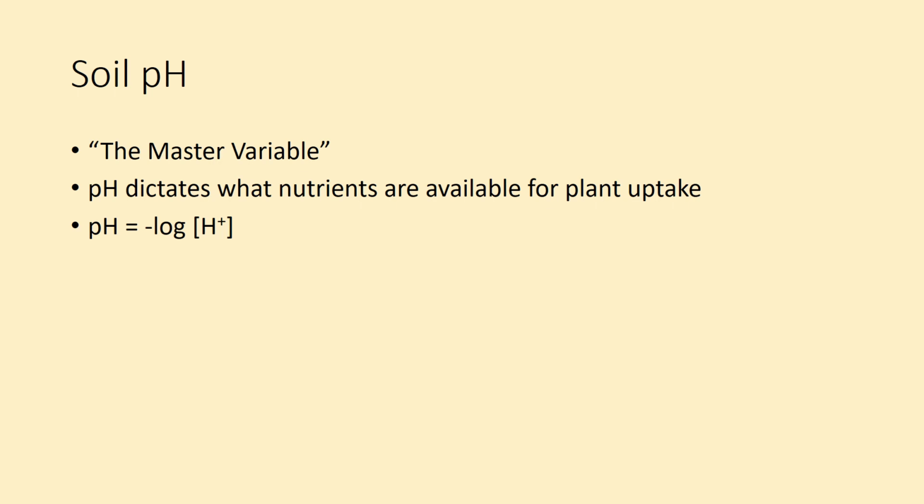Since it is a log base 10 scale, that means a change in 1 unit on the scale is 10 times more or less concentrated from the previous number. To tie it all together, a soil of a pH of 6 has 10 times more hydrogen atoms compared to a soil of a pH of 7.